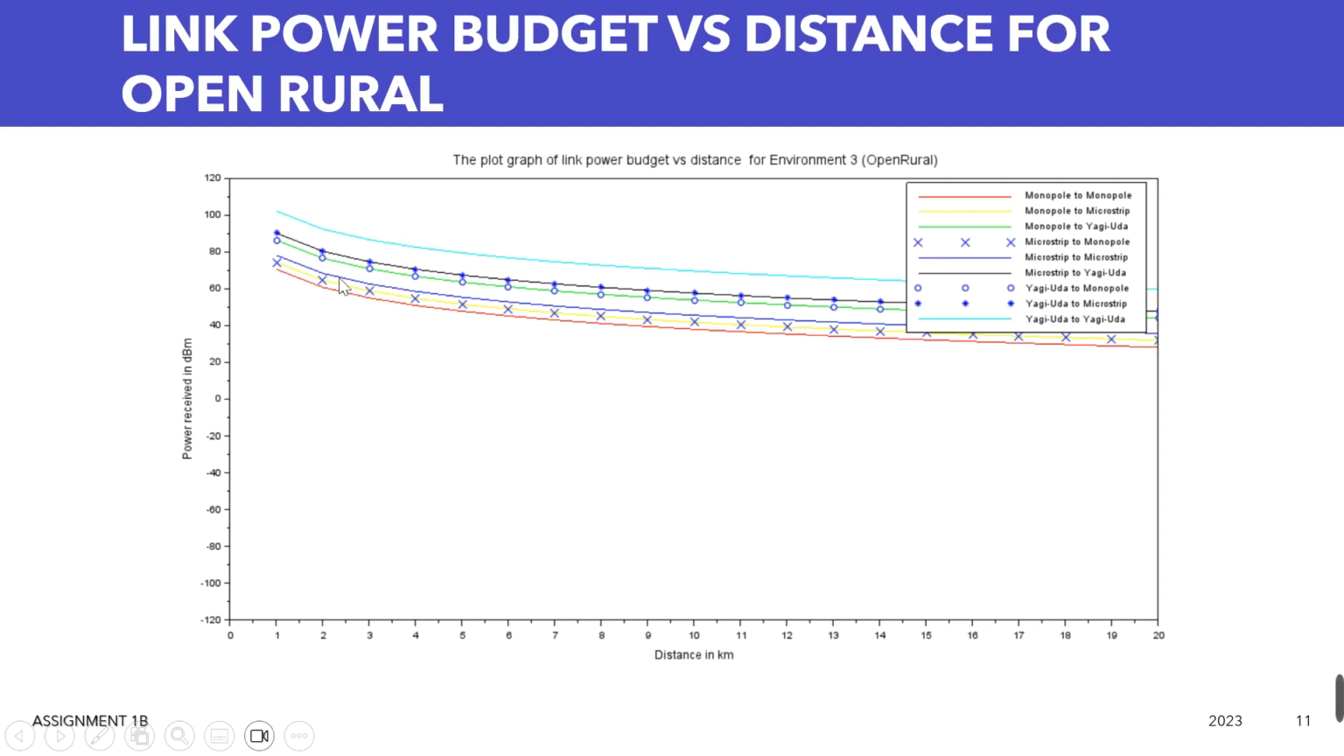Well, the highest one is Yagi-Uda to Yagi-Uda. When the distance is 1 kilometer, the power received will be around 100 dBm. While the lowest one for Yagi-Uda to Yagi-Uda is when the distance is 20 kilometers, and the power received will be around 70 dBm.